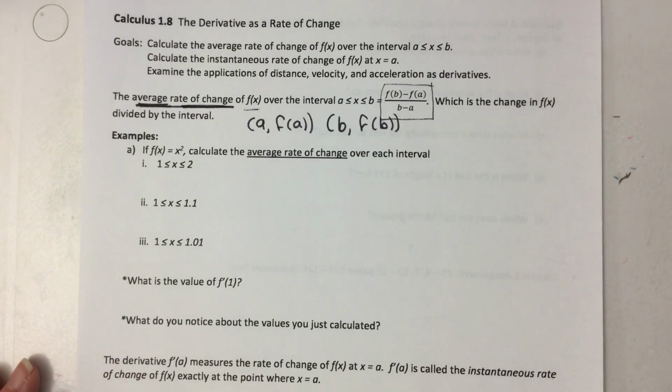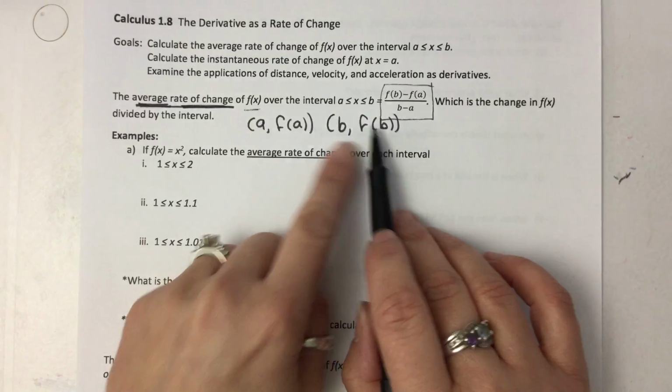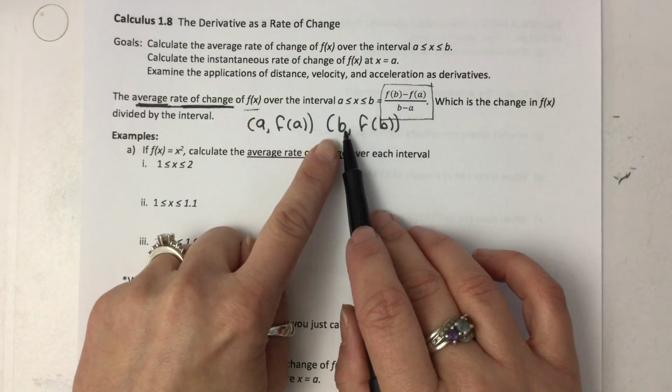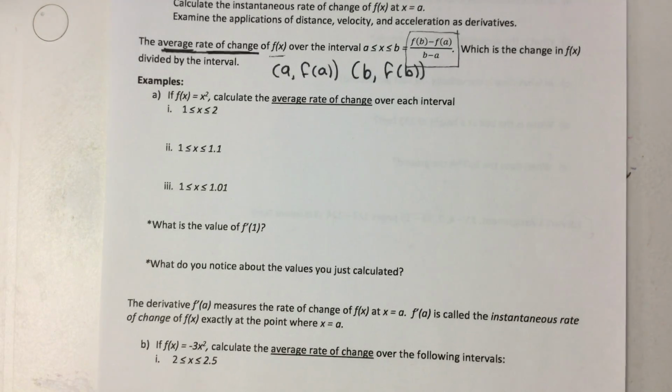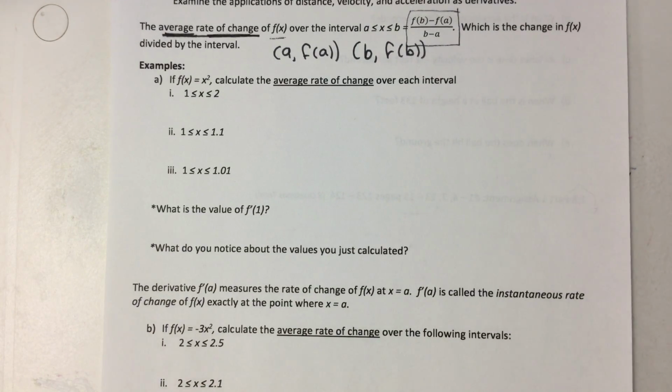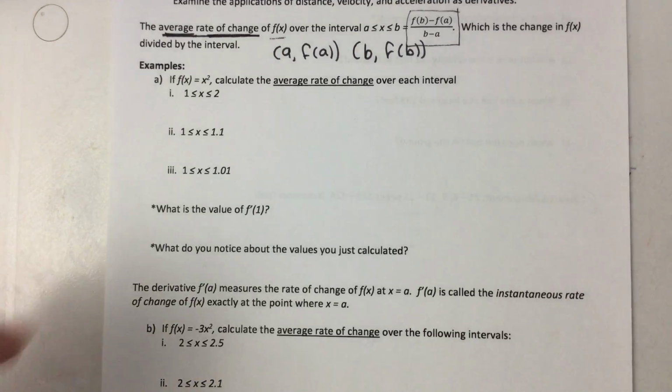So if I want to find the average rate of change, check this out, you guys. It's actually the slope. The second y minus the first y on the top, second x minus the first x on the bottom. So what we're actually doing when we find the average rate of change over an interval is finding the slope.